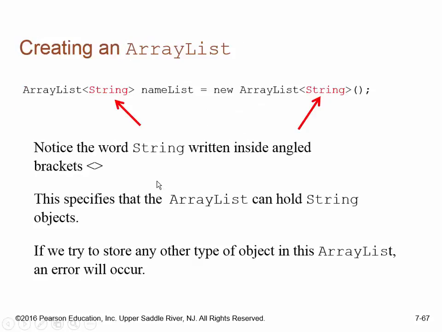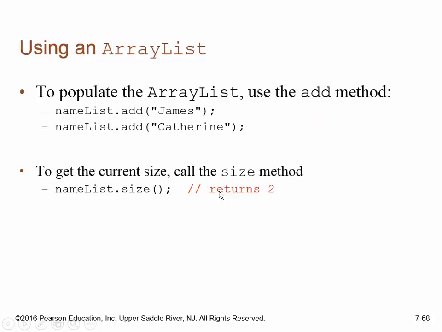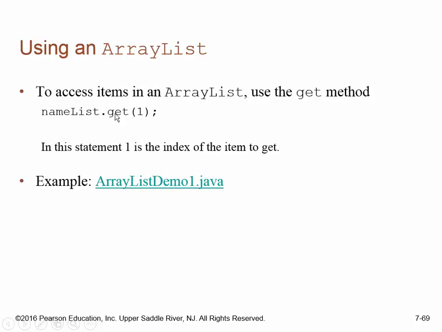Notice it's a different syntax. You say array list, and then inside of angle brackets, you put the type. So this says that an array list called name list can hold string objects. If we try to store anything in there that's not a string, we'll get an error. You use the add method to populate the list. So here it would be putting in two of those names into the list. The size method gives you the current size of the list. You can use get to access any element that's in there.